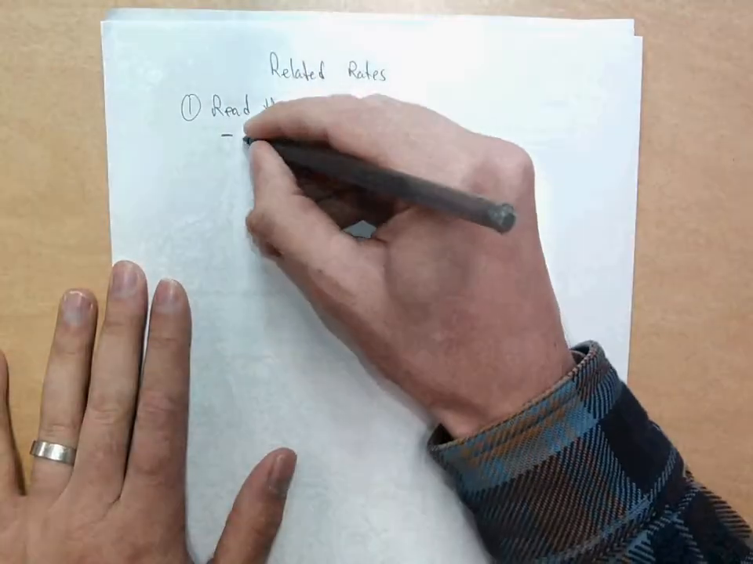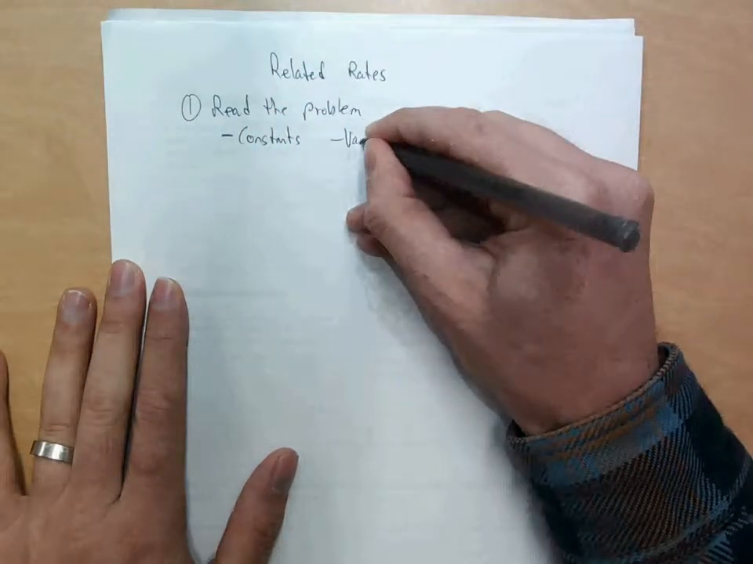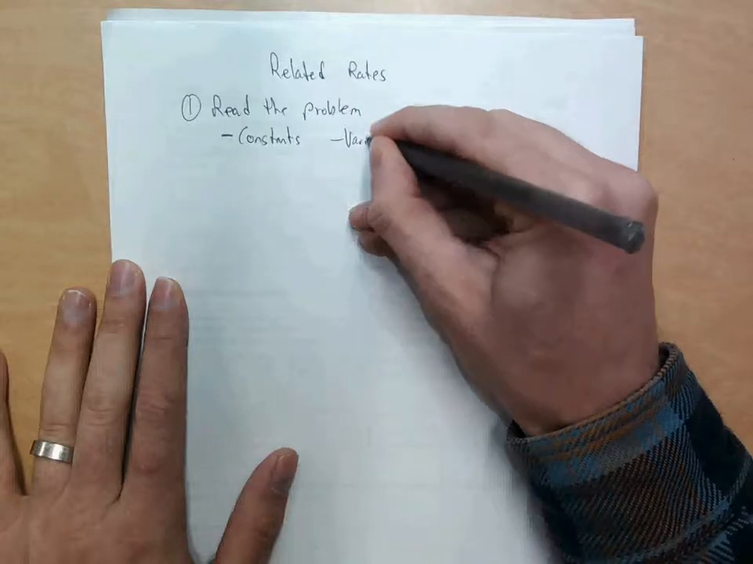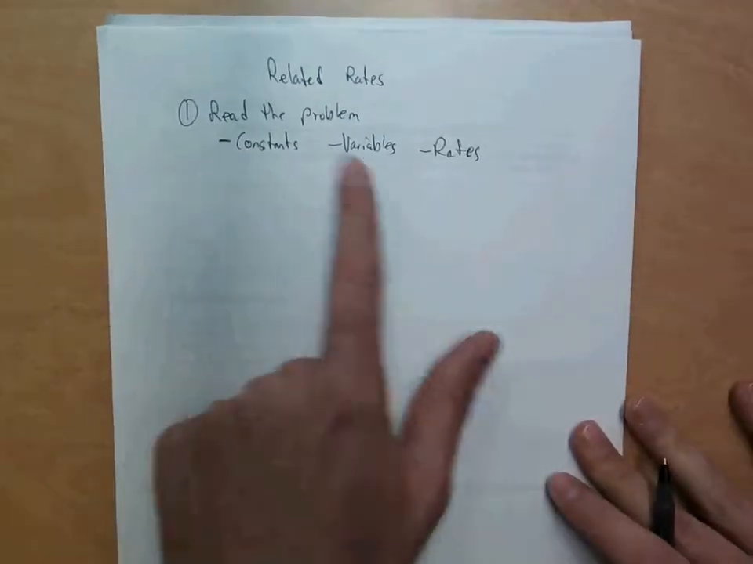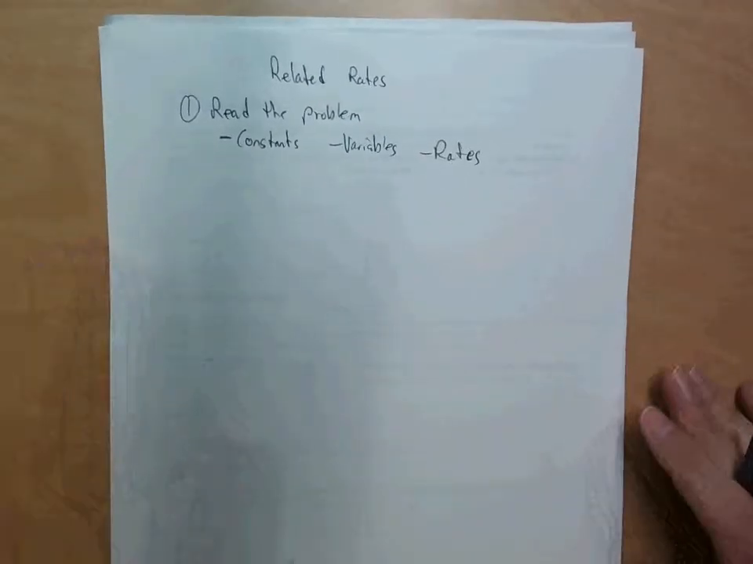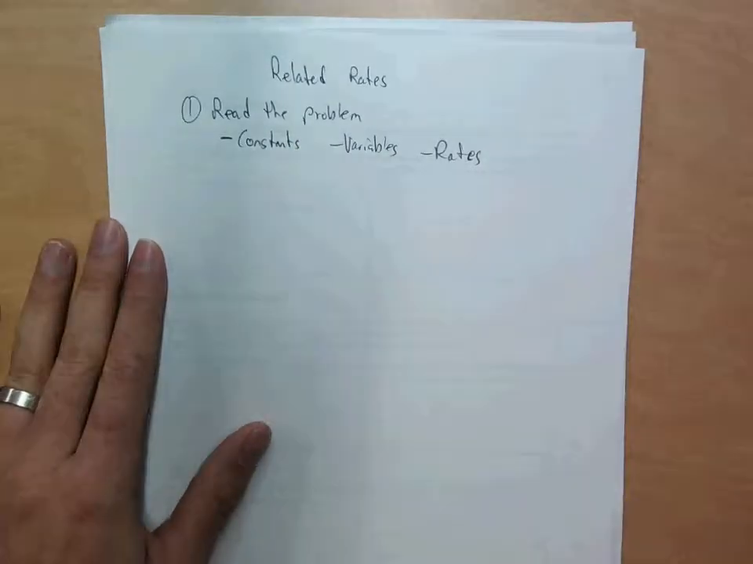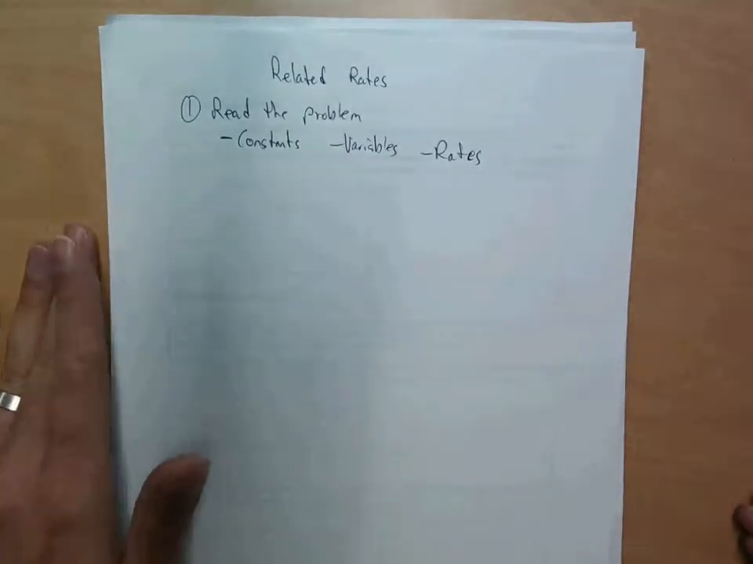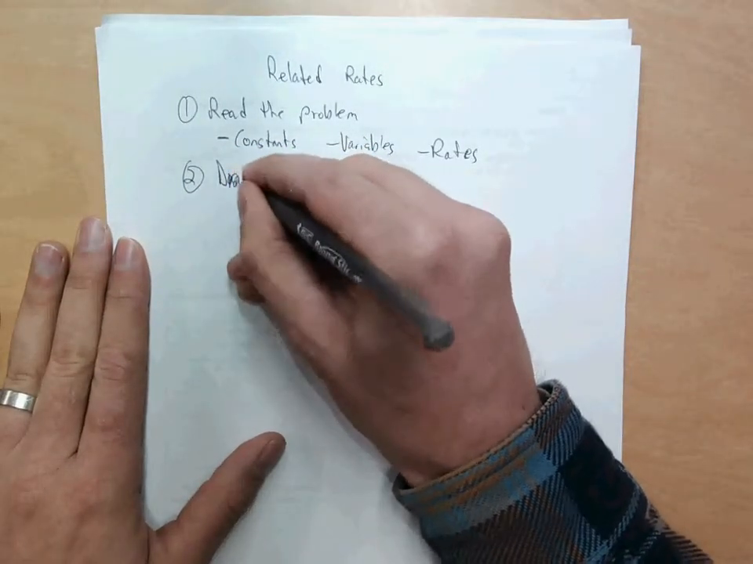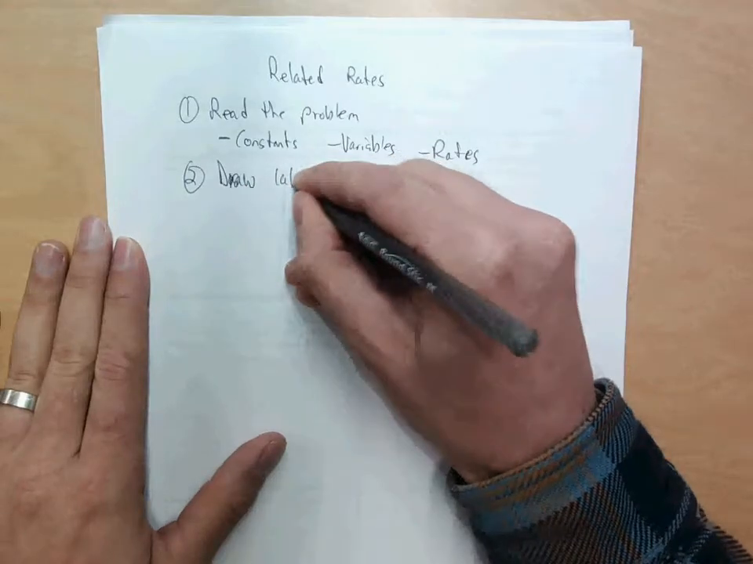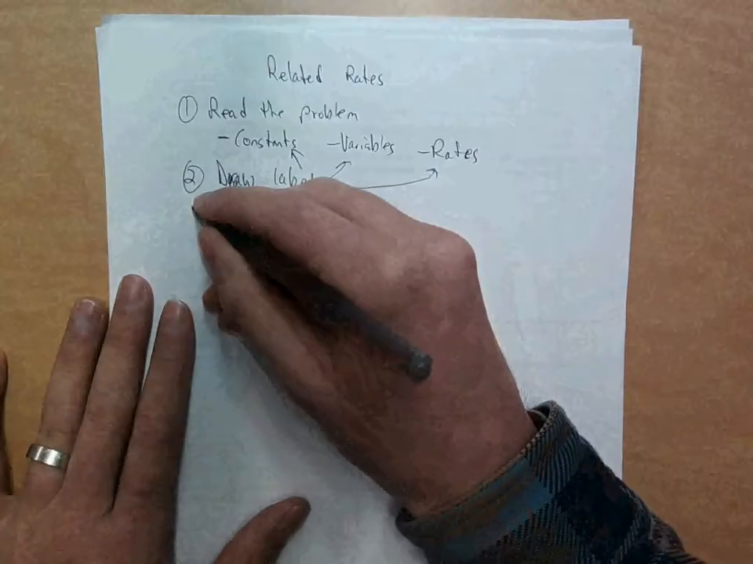And what we want to be looking for as we read the problem is any constants, any variables, and any rates. Okay. These are three different things, and we want to make sure we have a good sense of what's going on in the problem. For a lot of kids, this is the hardest part, understanding what's going on in the problem. Second, we're going to draw a picture and label those same three things: any constants, variables, and rates.